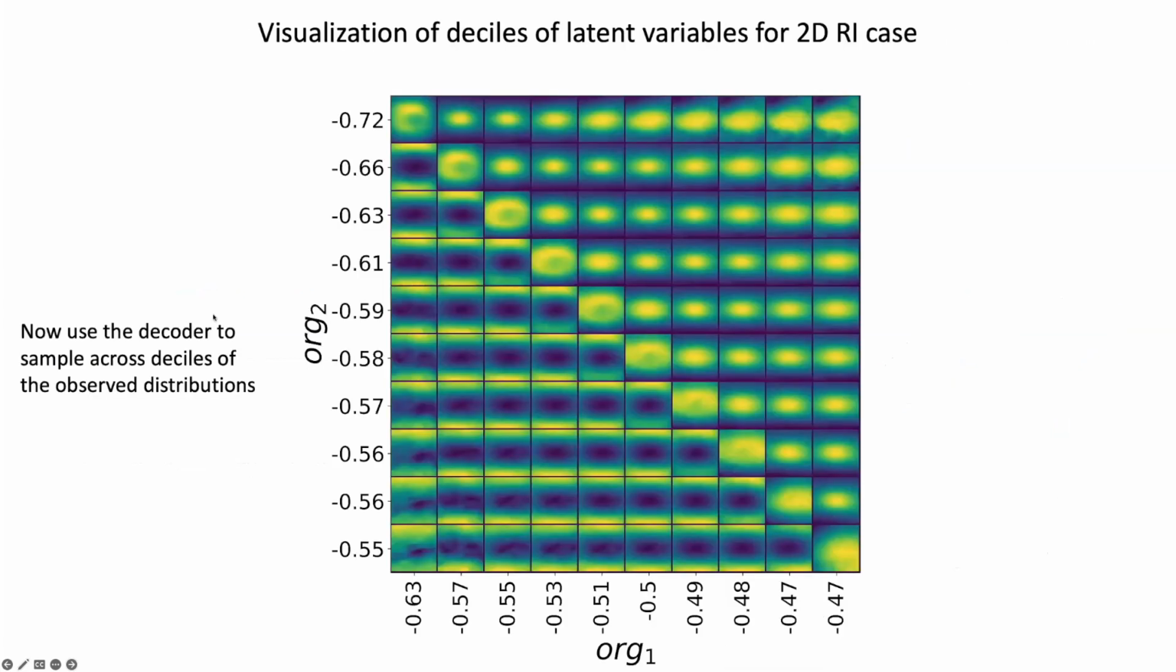In order to take care of the fact that they are not Gaussian, I'm going to sample deciles from those distributions and then feed those values back into the decoder. That gives us this mapping across org1 and org2. From this, you can see that probably up here, things are more organized and more aggregated, and down here, things seem to be less aggregated, more randomly distributed, but it's hard to interpret what exactly is happening along the diagonal and how exactly to interpret this.